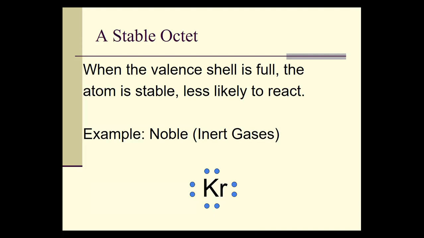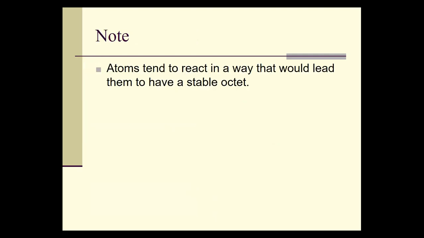Now, when the valence shell is full, the atom is stable, and it's a whole lot less likely to react. The only ones to start off with that, like we talked about, are the noble gases, and that's why we call them inert. They are not reactive. They already have everything they need, so they're good to go. So what's important to understand is, again, atoms are going to tend to react in a way that's going to lead them to become more stable. Atoms are not usually going to react in a way that's going to make them less stable.